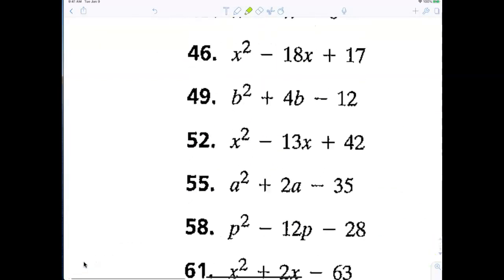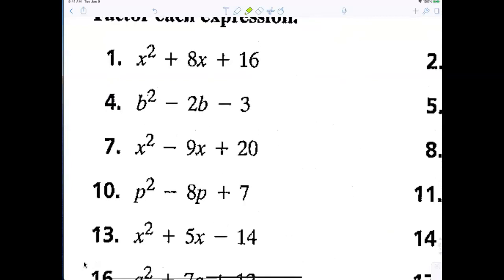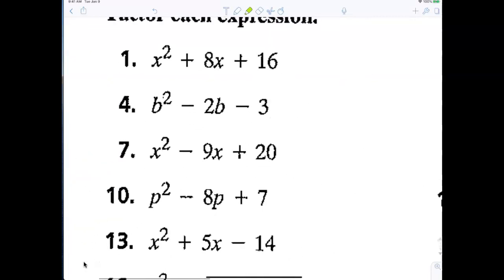All right, here we go. Now I'm going to look at number 1. Carly's up. Here we go, kiddo. How do I make x squared? Parentheses x. Yep.